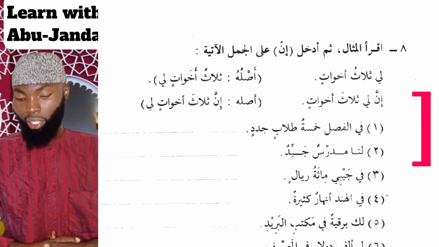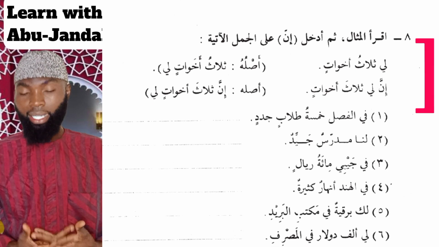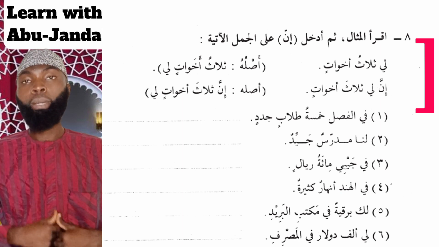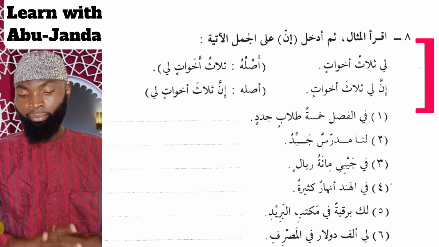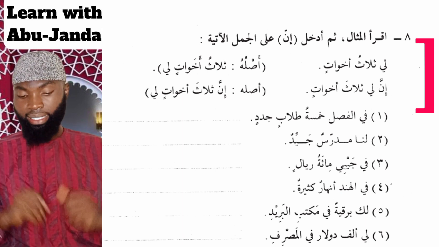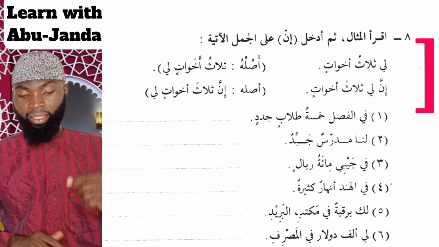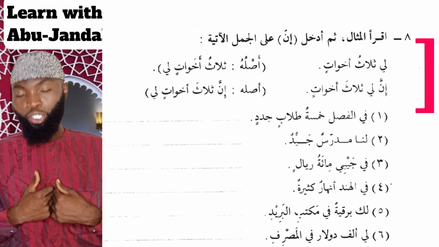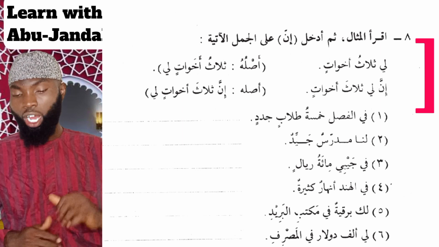Moving on to exercise number 8, the instruction says, Iqra'il mithal. Read the example, thumma adkhil inna ala al-jumal al-atiya. Then introduce the word inna to the following sentences. Here we have li thalathu akhwatin, I have 3 sisters. The origin of this sentence is thalathu akhwatin li, 3 sisters for me. So when we introduce inna, we have inna li thalatha akhwatin.